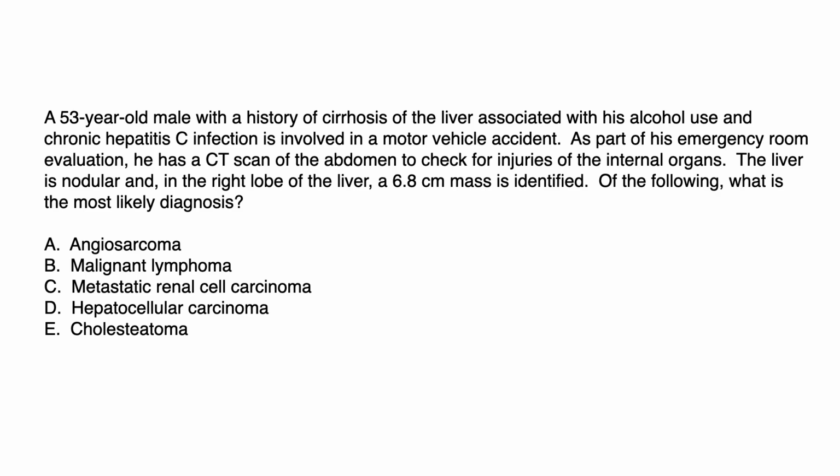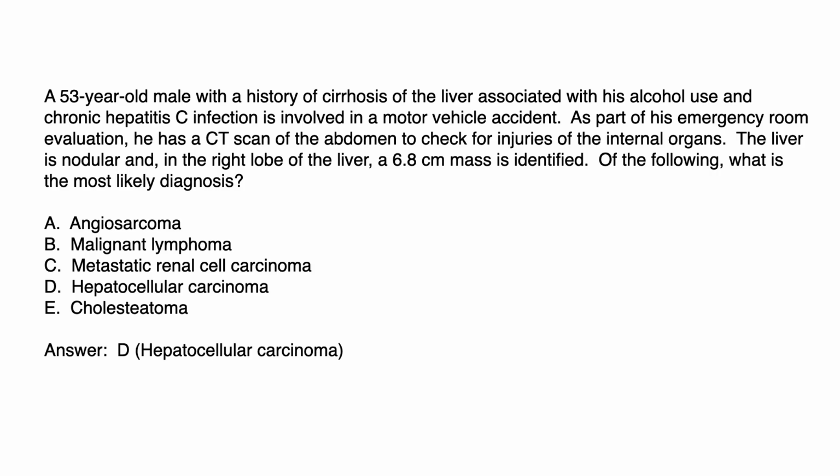Okay, so the question, so pause and then we'll answer it. A 53-year-old male with a history of cirrhosis of the liver associated with alcohol use and chronic hepatitis C infection is involved in a motor vehicle accident. As part of his emergency room evaluation, he has a CT scan of the abdomen to check for injuries to internal organs. The liver is nodular and in the right lobe a 6.8 centimeter mass is identified. Of the following, what is the most likely diagnosis? Answer is hepatocellular carcinoma.